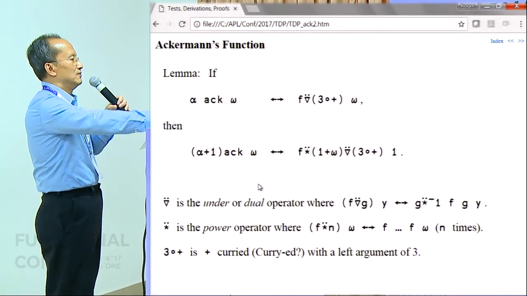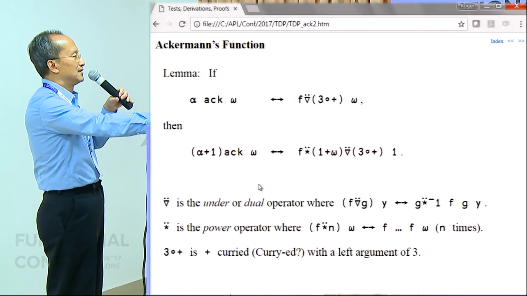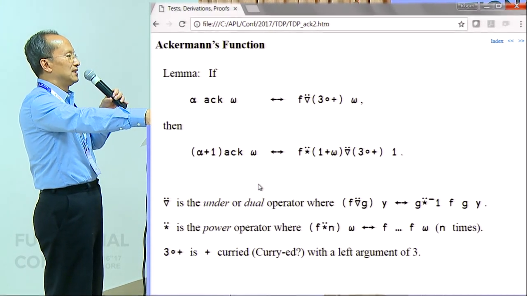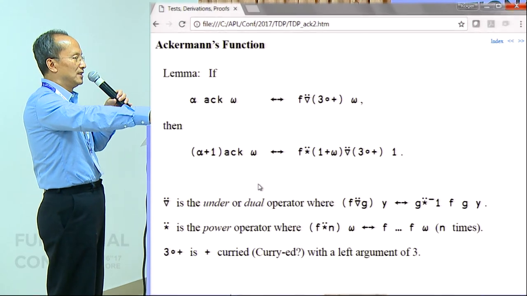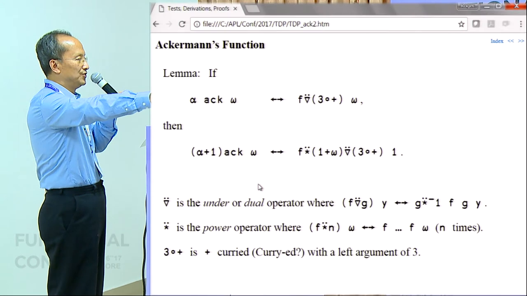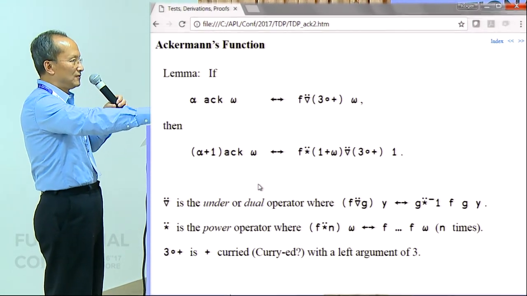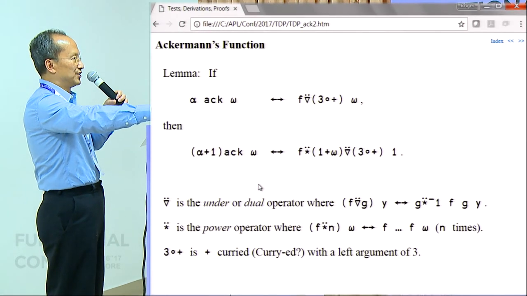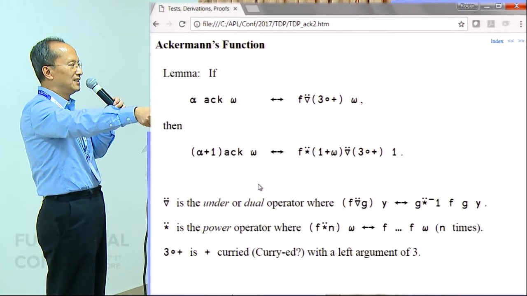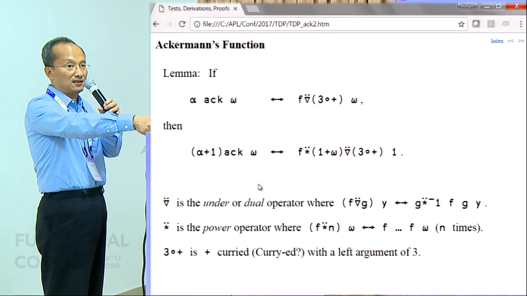Okay, so this is a very useful operator. Under, or dual operator, where f under g is g inverse composed of f composed of g on the argument. So if the function we're using under is 3 with plus, then the inverse would be negative 3 with plus, right?